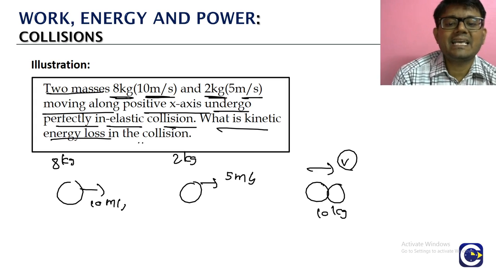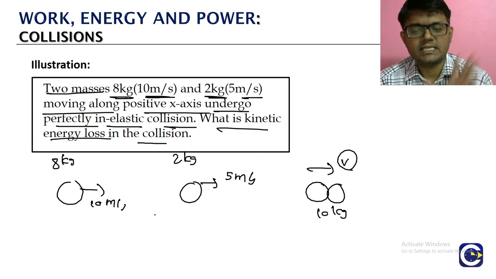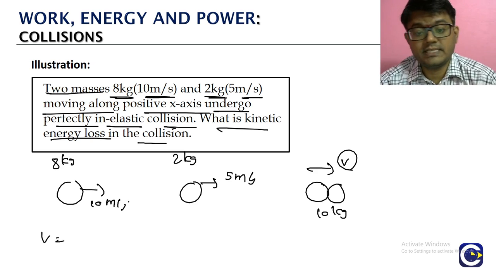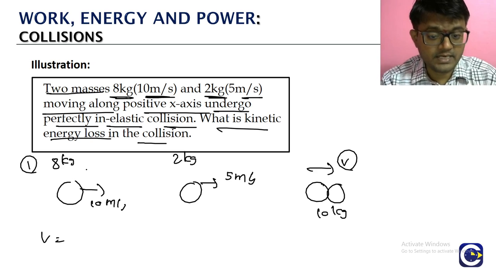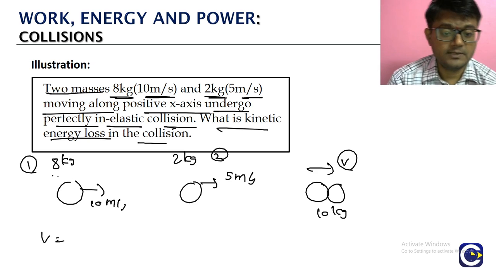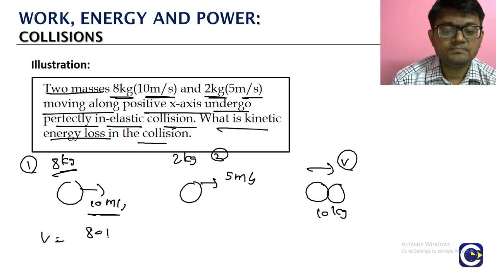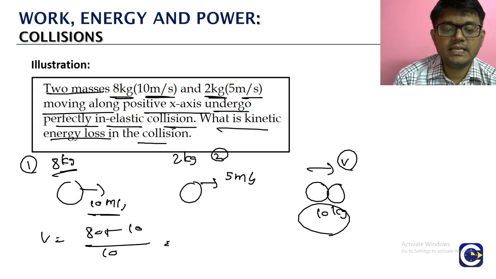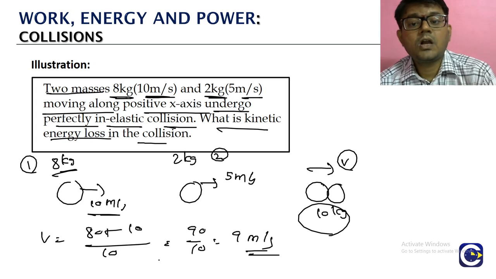What is the kinetic energy loss in the collision? First we calculate the common velocity. Taking the 8 kg as particle 1 and this as particle 2: m1 u1 is 8 into 10, 80, plus m2 u2, 2 into 5, 10, divided by m1 plus m2, which is 10. So 80 plus 10 is 90 by 10, which is 9 meter per second. That is our common velocity.